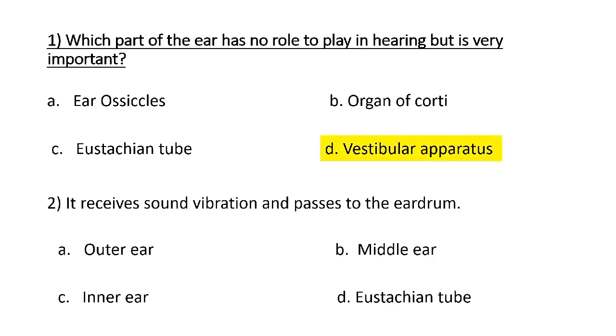Question number 2, it receives sound vibration and passes to the eardrum. Which one of these? Option A, outer ear. Option B, middle ear. Option C, inner ear. Option D, Eustachian tube. The correct option is outer ear.